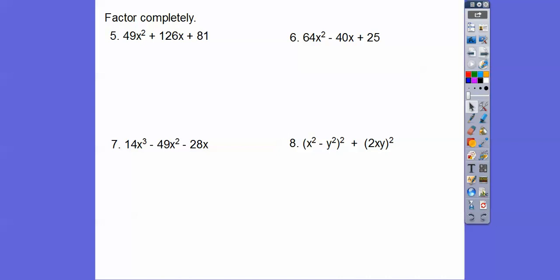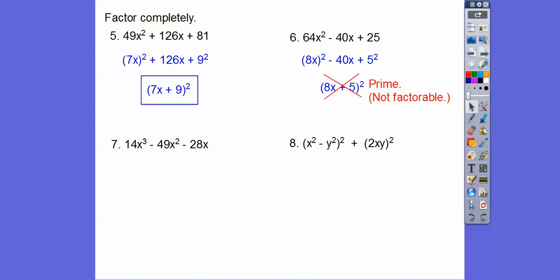Again, we got perfect square trinomials on those guys, okay? And then so this plus goes in the middle. On this one, a minus goes in the middle, okay? And then we got to check them, you guys. So 7x times 9 is 63x. Double it. That works. 8x times 5 is 40x. Double it. No, that doesn't work. This has to be an 80x, so this one doesn't factor. It's prime, okay?